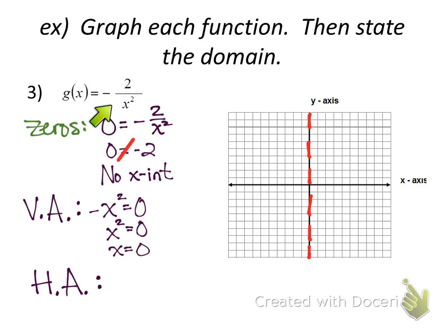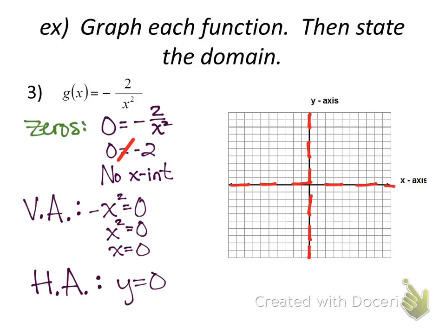Horizontal asymptote, you look at the degrees. So wait a second. The degree up top is nothing, and we've got a degree of 2 on the bottom. Because the denominator's degree is bigger, the horizontal asymptote is at 0.